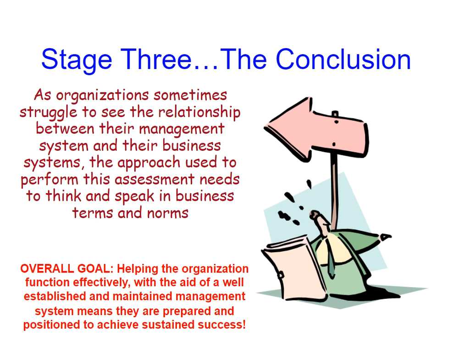And what I mean by that is your overall goal: help the organization function effectively. Remember the word effectively, with the aid of a well-established and maintained management system, because this means that they are prepared and positioned to achieve sustained success. Notice that it doesn't say down there to achieve registration. It achieves sustained success, because the more it's a reflection of the business, the more that they will actually do and live those activities, and it'll become a part of the way of life instead of something they have to turn on or turn off because it's time for that audit.